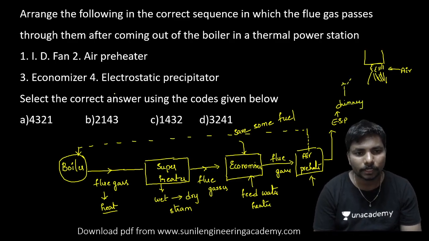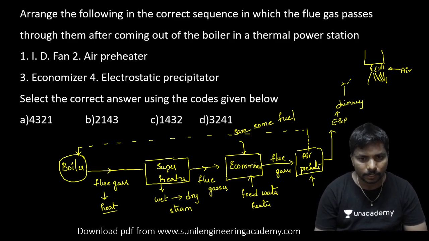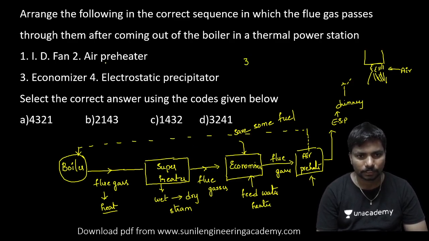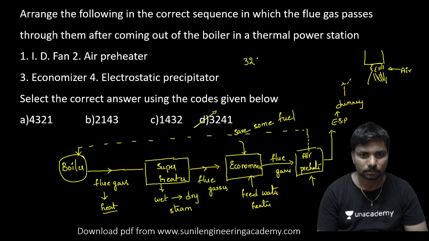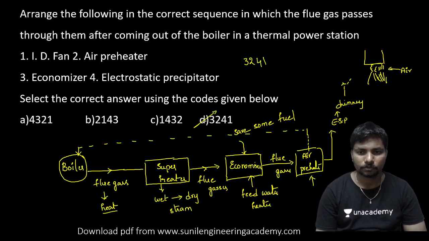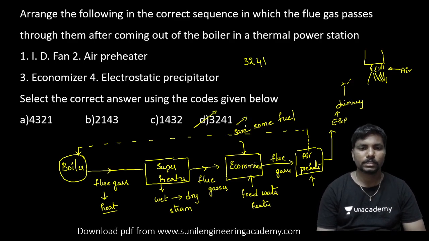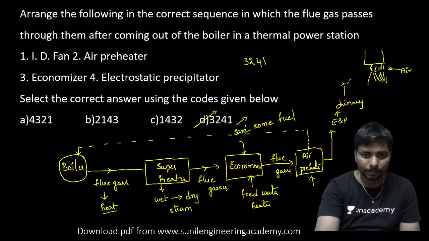Okay, so here, first of all, economizer 3. After that, air preheater 2. 3 to 2 only one option, so we can give that. After that, electrostatic precipitator. After that, ID fan. Okay, so 3 to 2 to 1 to 4, so we can give the answer as option D. Coming to the next one.